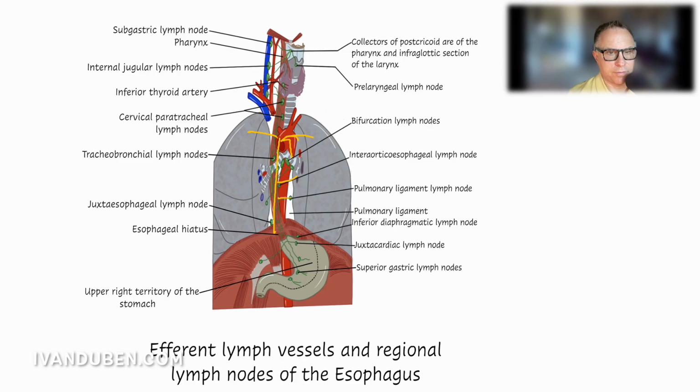We also have the bifurcation lymph node here, which is instrumental in supporting not just the esophagus but the trachea, the extrapulmonary lymphatics, and the pericardial lymphatics. Seems to be a real hub for collection there.